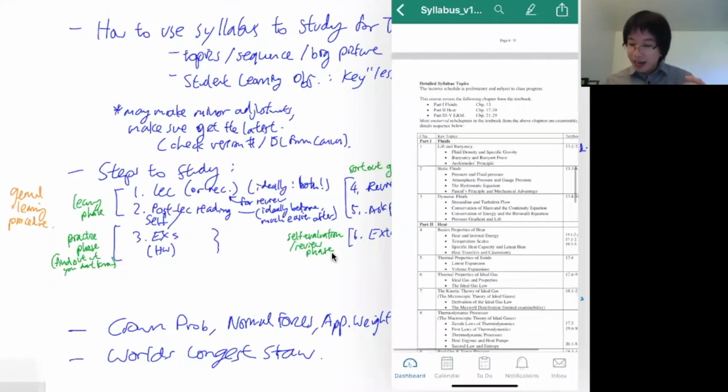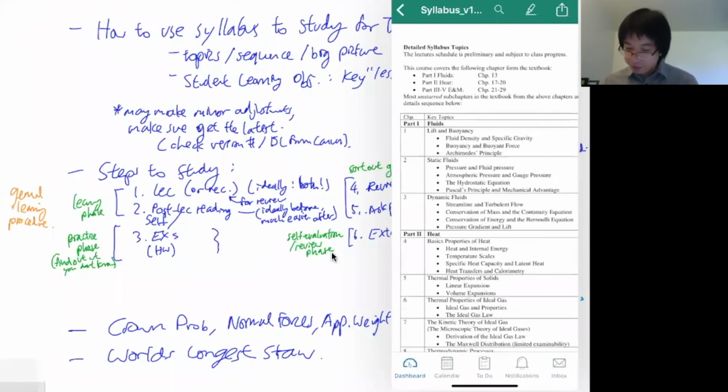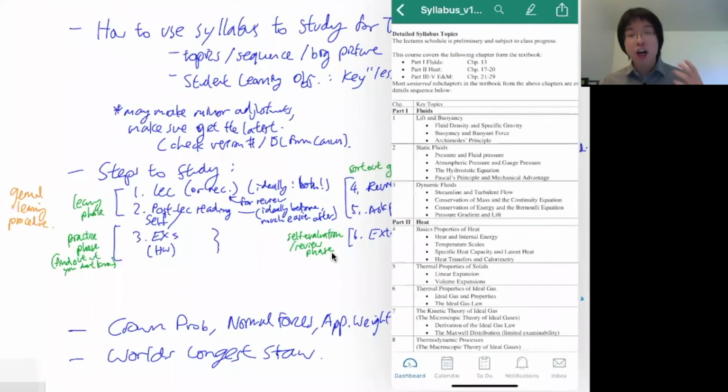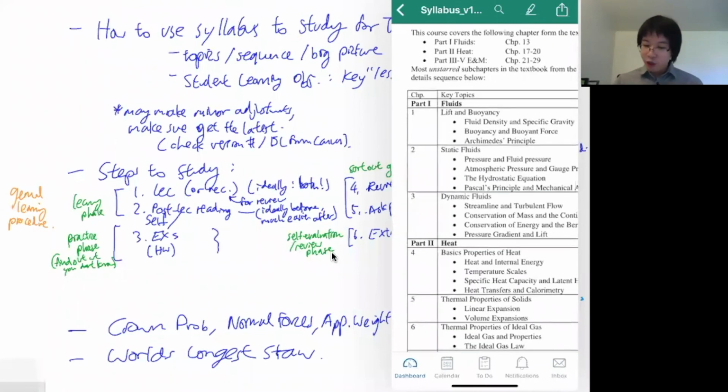So the syllabus basically serves that purpose, at least the topics over there. You see, now we have finished part 1 on fluids. The syllabus will basically give you a list of topics, and it tells you the sequence of how I go about it, and it gives you the big picture. So this would give you the understanding part of things, not the practice, so you need to supplement with that.